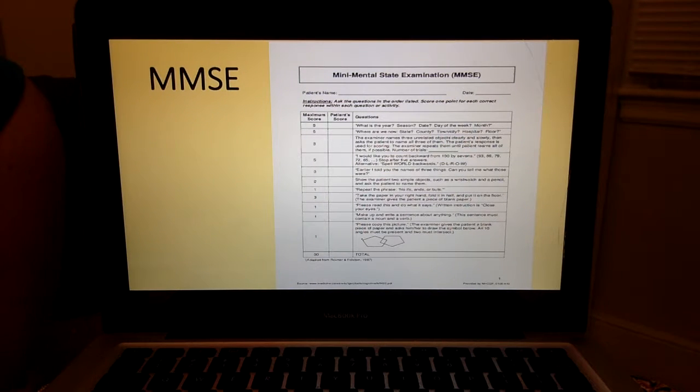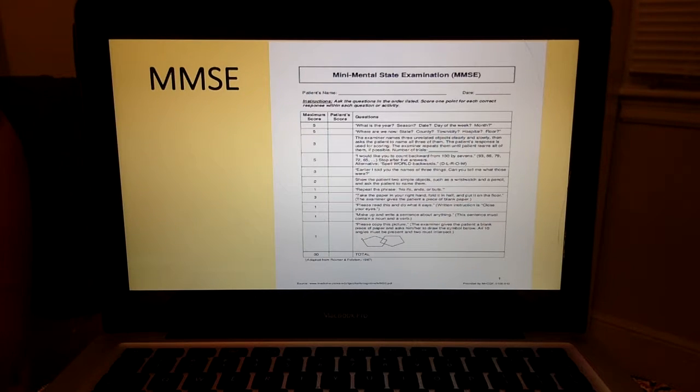So this is the Mini Mental State Examination. There's a total score of 30, and 24 out of 30 indicates normal cognition, but anything less than 24 means a cognitive impairment. You can see that the questions are like, what is the year? What is the season? So it's just basic questions.